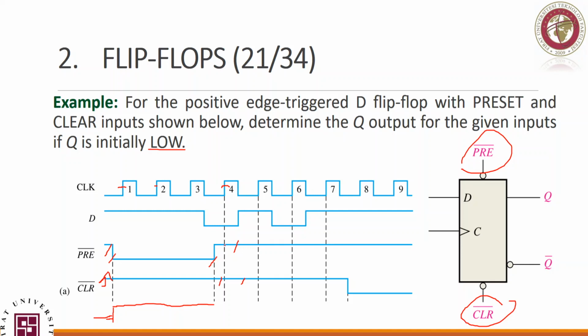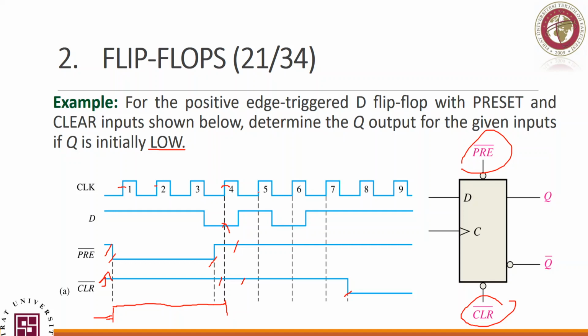At the first rising edge, we don't care about pre and clear, because they are high and will not affect anything. Now look at D. It's low, that means Q will be low, it will follow D. So up until here it will be high, then it will drop down to low. These two are still high until here, where one of them, clear, changes from high to low. Until then we just carry on solving based on the operational process of the flip-flop itself.